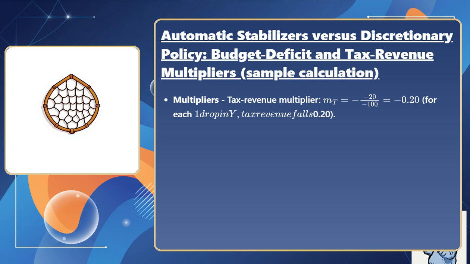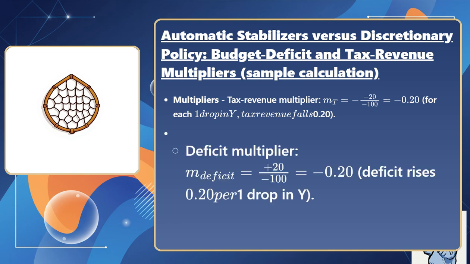Multipliers. Tax revenue multiplier equals negative (negative 20 divided by negative 100) equals negative 0.20. For each $1 drop in Y, tax revenue falls $0.2. Deficit multiplier equals positive 20 divided by negative 100 equals negative 0.20. Deficit rises $0.2 per $1 drop in Y.